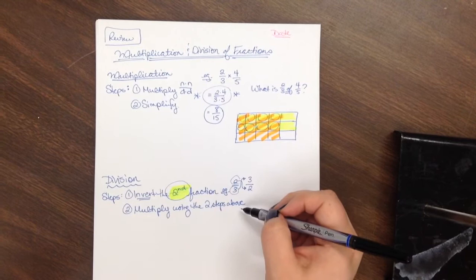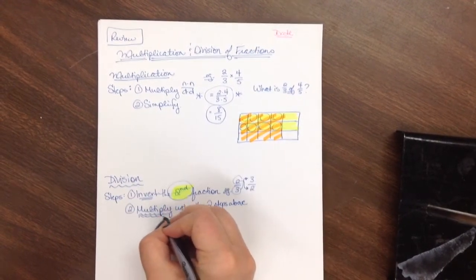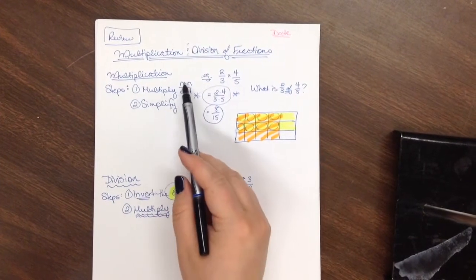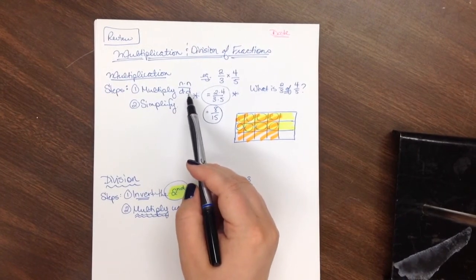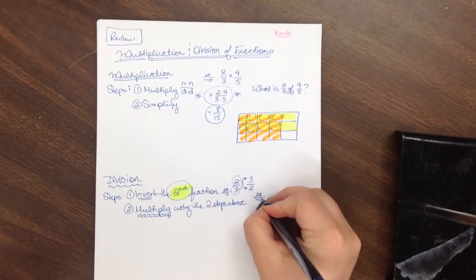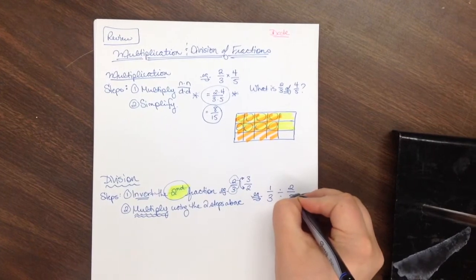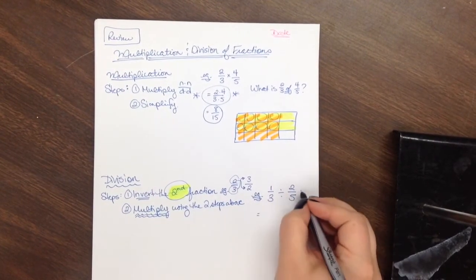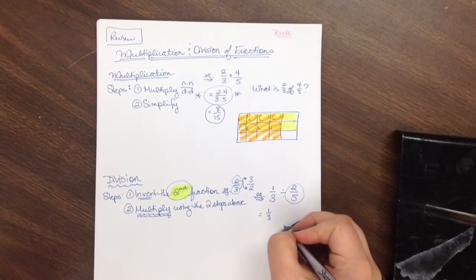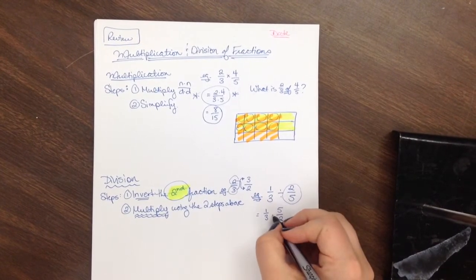My second step, I'm going to now multiply. So there's something different. I'm no longer dividing, I'm now multiplying using the 2 steps above. So up here, multiply numerator times numerator over denominator times denominator, and simplify. So let's try an example. So if I had 1/3, and I was dividing my 1/3 by 2/5, I'm going to first invert this second fraction. So my 1/3 stays the same. My 2/5 becomes 5/2, and instead of dividing, I'm now multiplying.